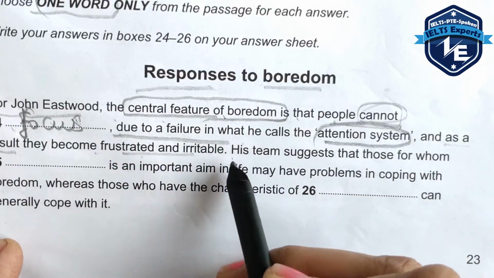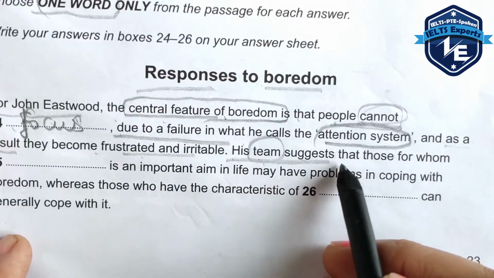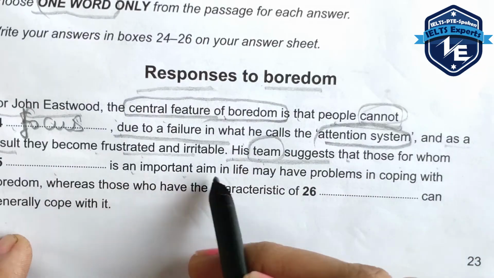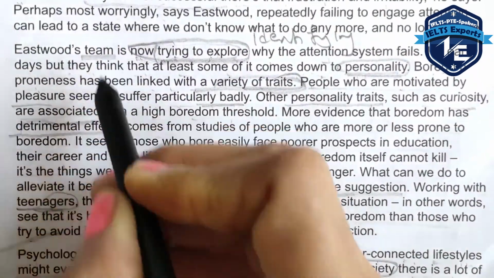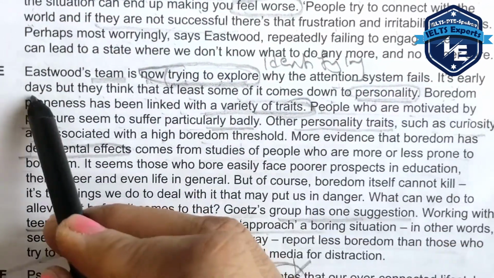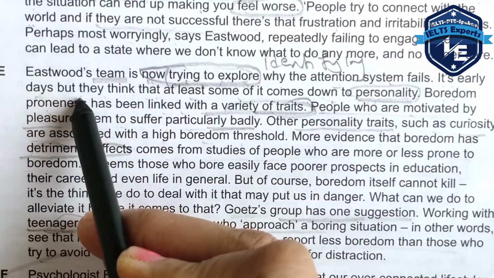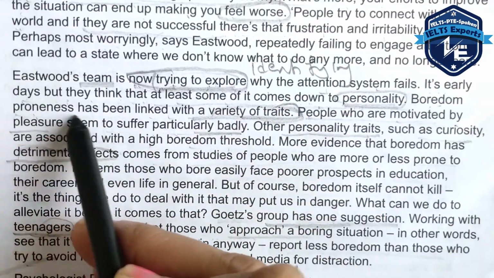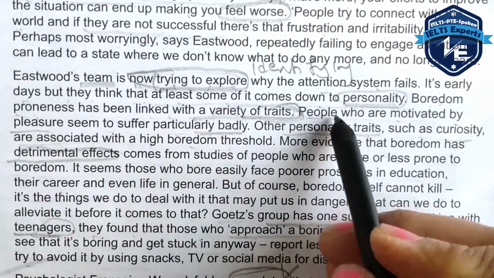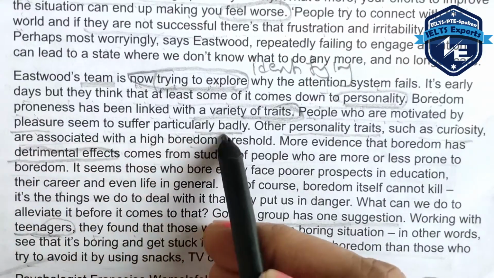Okay, let's read it from 'his team suggests'. Now we will be looking for this keyword: that those for whom something is an important aim in life may have problems in coping with boredom. Okay, his team is here. It's early days, but they think that at least some of it is down to personality. Boredom proneness has been linked with a variety of traits. People who are motivated by pleasure seem to suffer particularly badly.